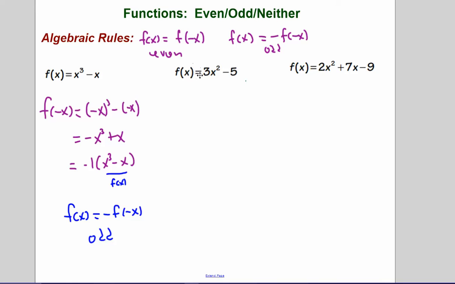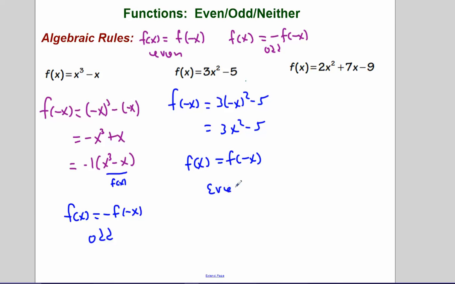Now, so what I have here is 3x squared minus 5. I'm going to do my f of negative x is equal to 3 times negative x squared minus 5. Well, that's just going to be equal to 3x squared minus 5. So guess what? My f of x is equal to f of negative x, because this is my f of x. All right, so I have an even.